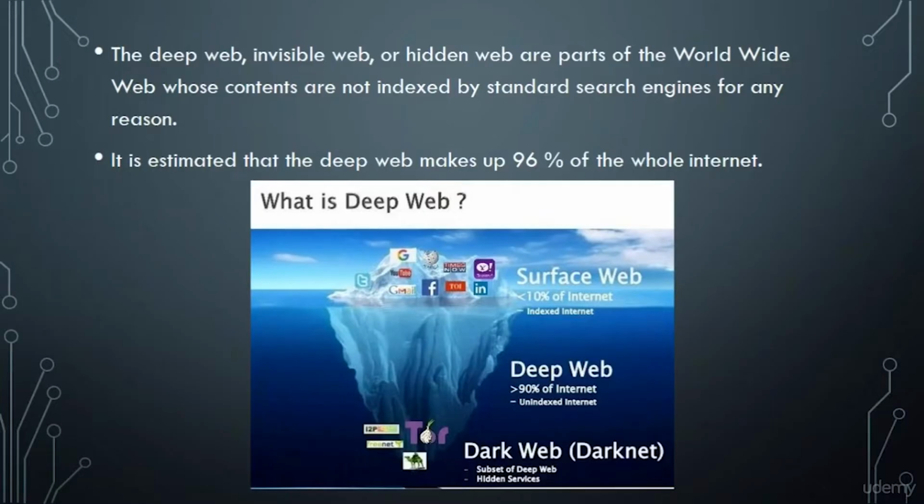So basically the deep web, also known as the invisible web or the hidden web, are parts of the World Wide Web whose contents are not indexed by standard search engines or cannot be indexed by web crawlers. So that means that you can't really find this information using the standard search engines, and it is estimated that the deep web makes up 96% of the entire internet, and that's really a lot when you come to scale how big the surface web really is.